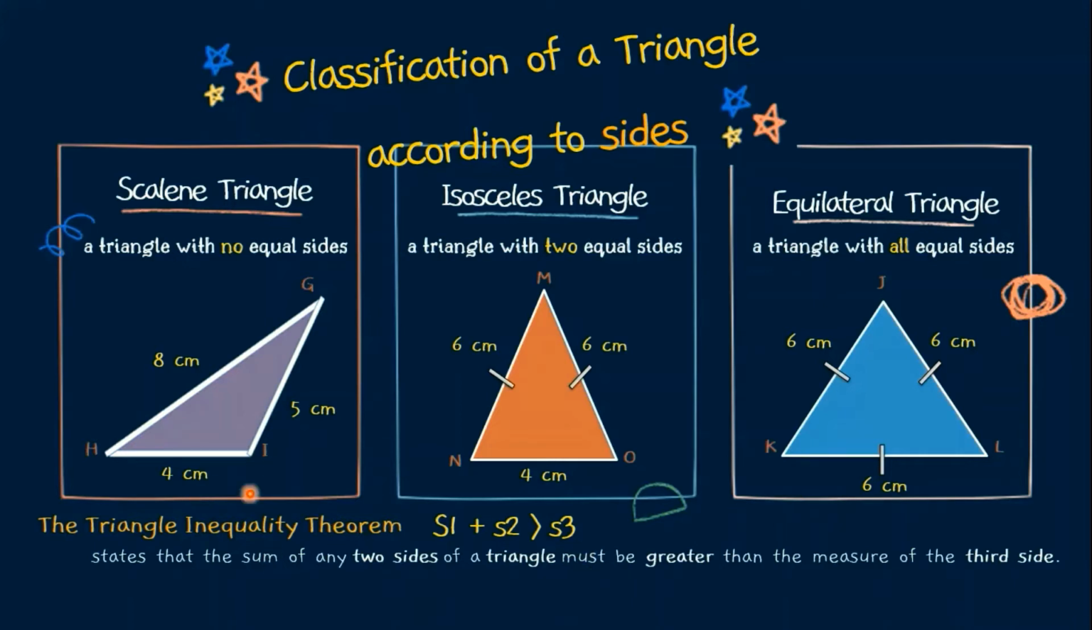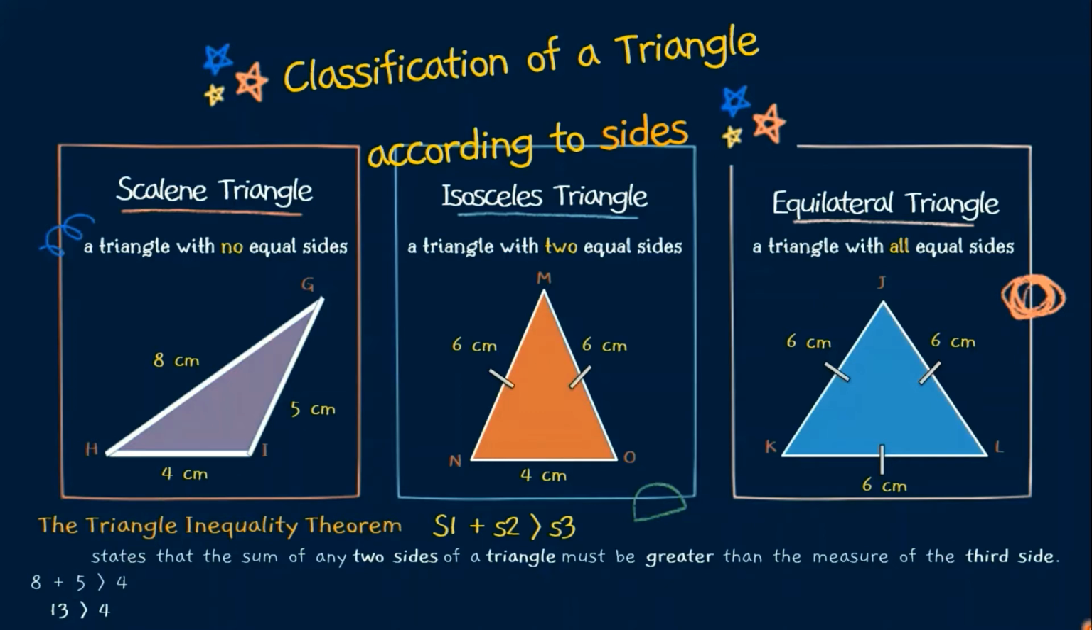I-apply natin itong triangle inequality theorem sa ating tatlong triangles na nandito. Magsimula tayo dito sa scalene. Ang kanyang mga sides ay may sukat na 8, 5, and 4 cm. 8 plus 5 is greater than 4. Ito yung 8, ito yung 5. Pag inad natin silang dalawa, dapat greater than 4. 8 plus 5 is equal to 13. 13 is greater than 4.